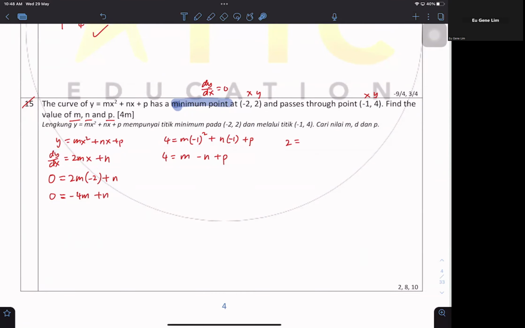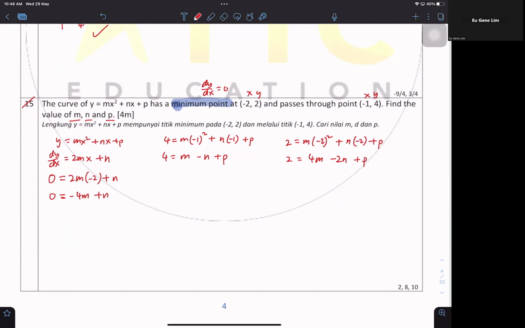So that later you can calculate. Okay, the y is 2. Then the x is also 2. Oh, sorry. The x is negative 2. Negative 2 power 2 is 4. Negative 2 times n, negative 2n plus p.